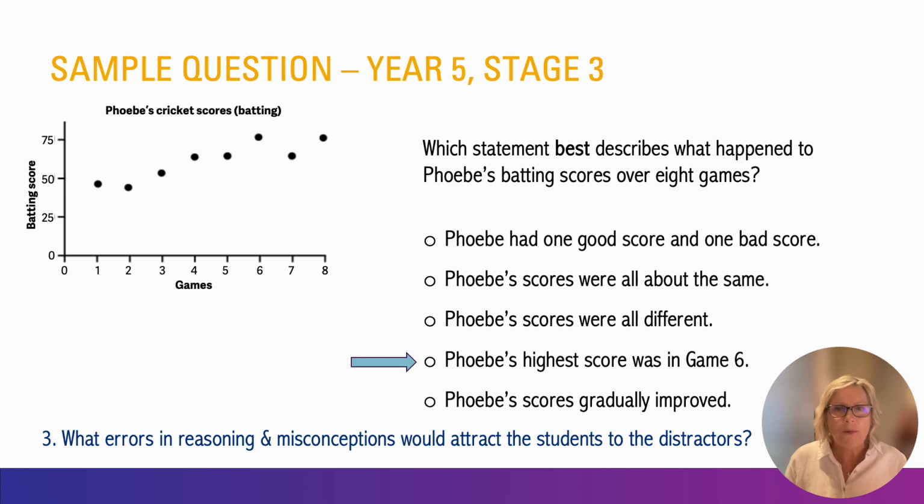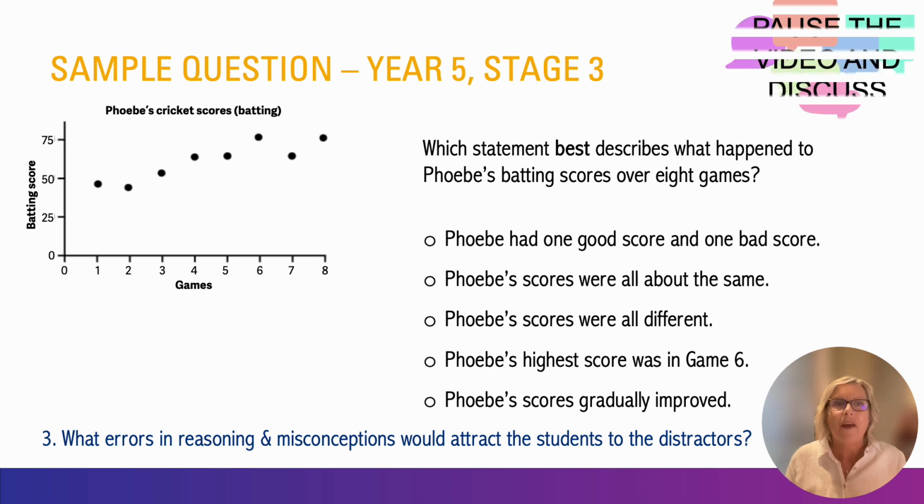Phoebe's highest score was in Game 6. Well, again, a possible comprehension or translation error. They may have interpreted singular data, which does not indicate an overall trend as the question is asking. And of course, the last one is the correct answer. Pause the video and discuss.